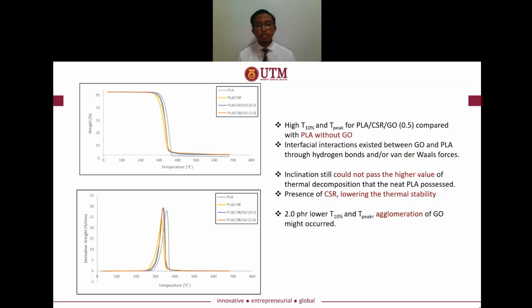At 2.0 PHR, T10% and the Tp are low compared to 0.5. This might be due to agglomeration of graphene oxide.